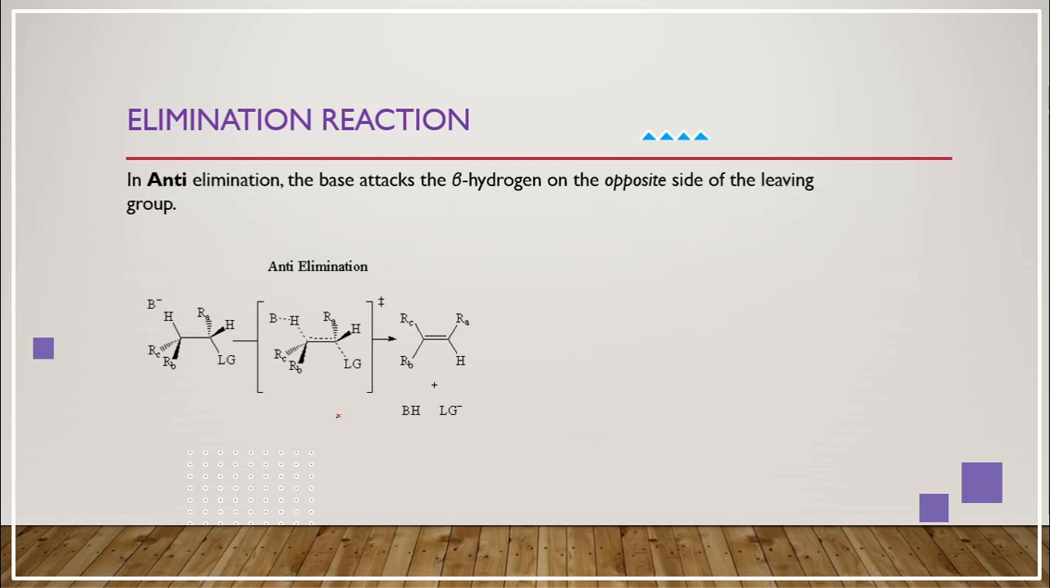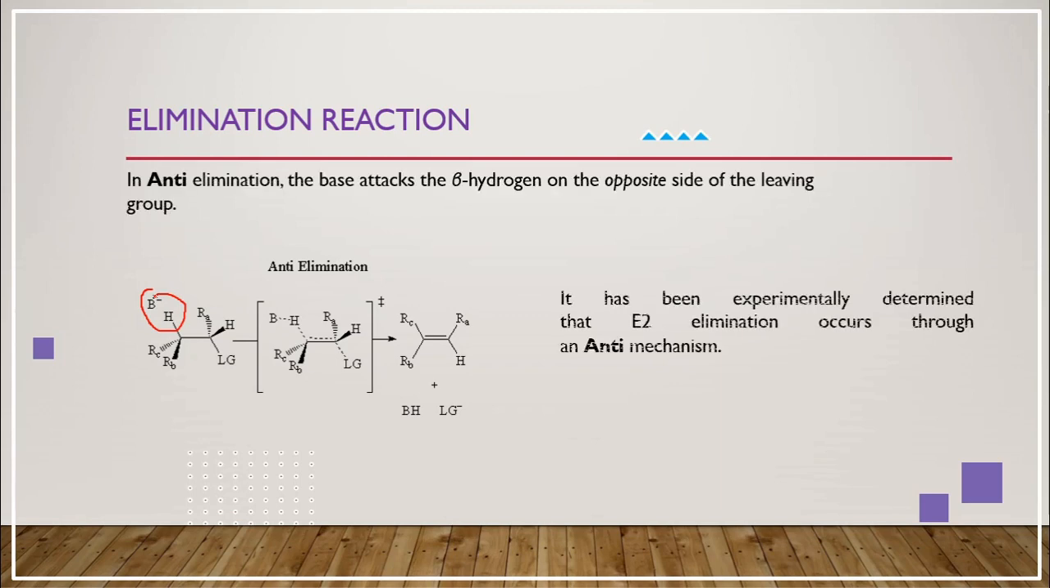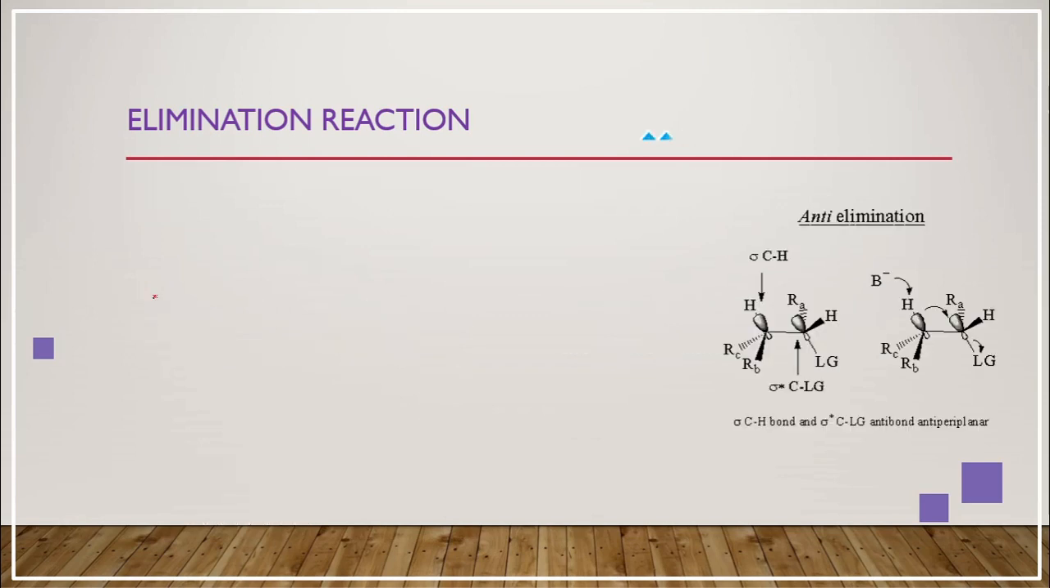Whereas in an anti-elimination, the base attacks the beta hydrogen on the opposite side of the leaving group. Now, what is the outcome? It has been experimentally determined that E2 elimination occurs predominantly through the anti mechanism. Now, why does this happen?